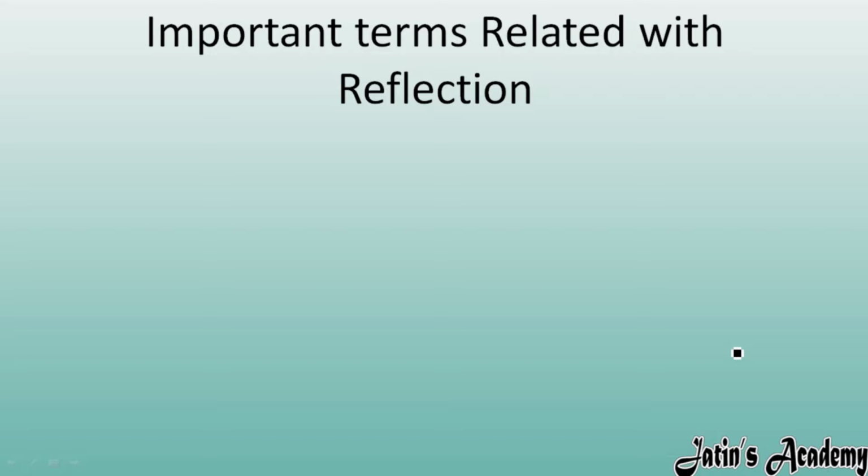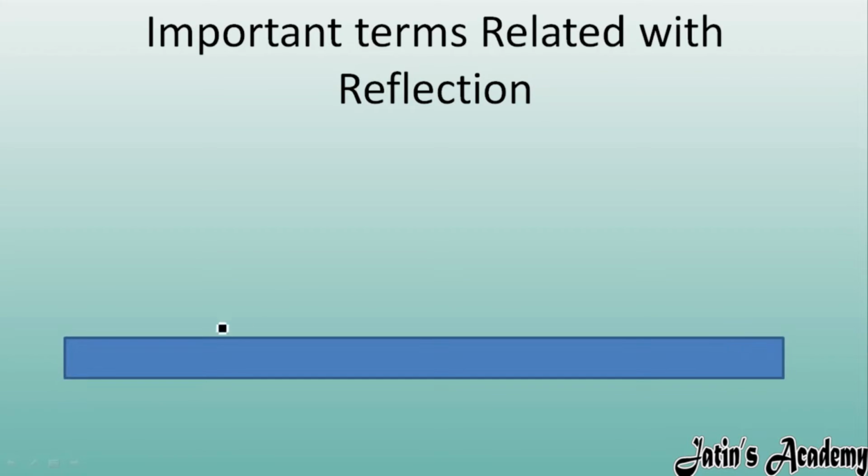So see carefully, one by one, what the important terms are. First important term: for each and every reflection, we should have a mirror, or some regular or irregular surface. So here, for the reflection of light, I am using a plane mirror. This is a plane mirror. Next, we have the light which is going to strike the plane mirror from the outside.